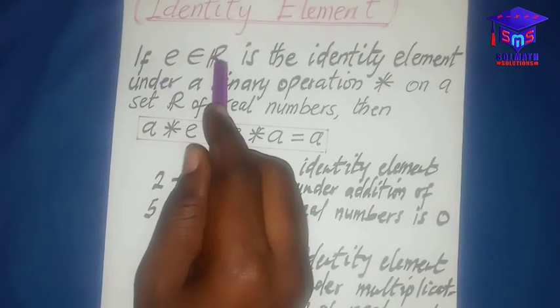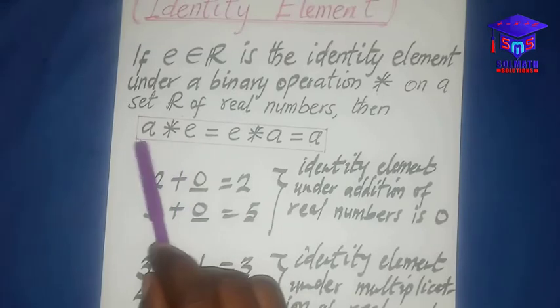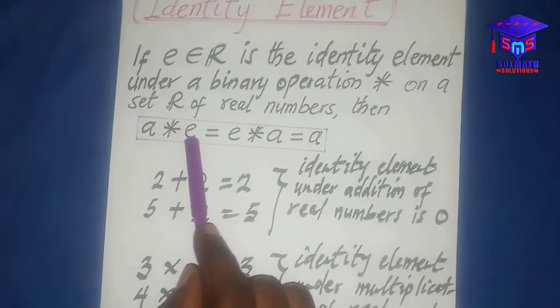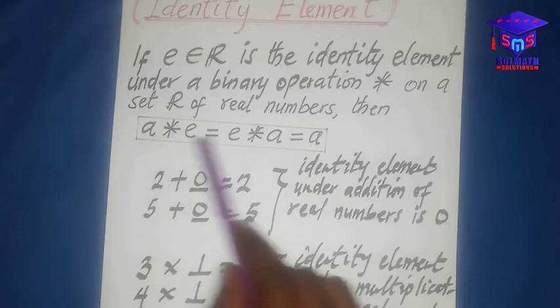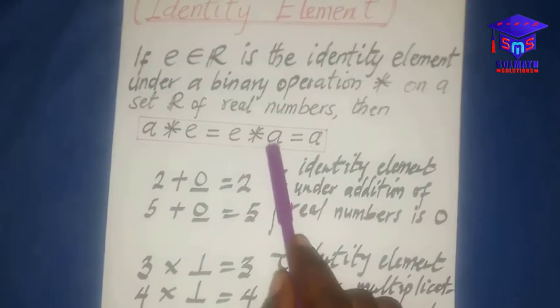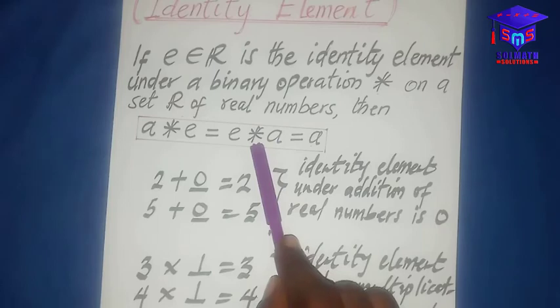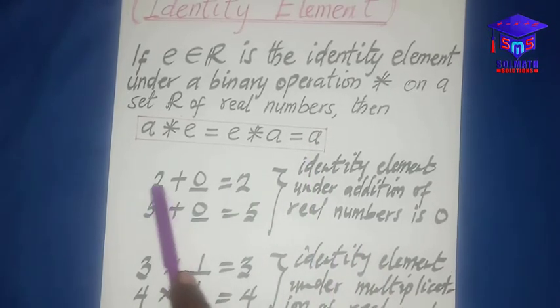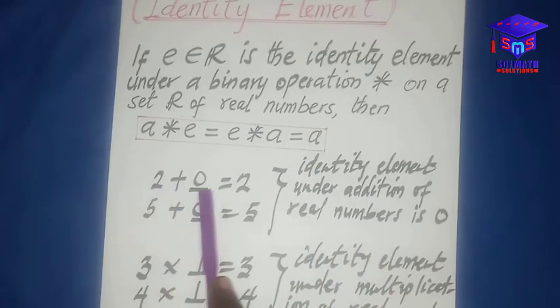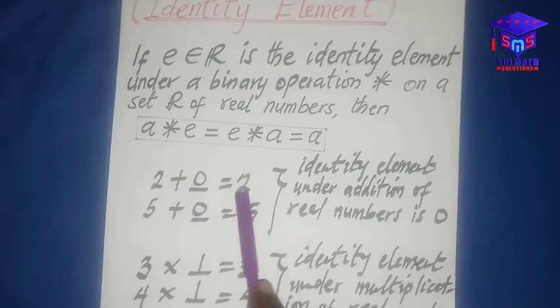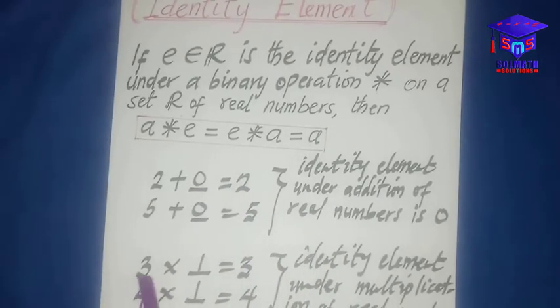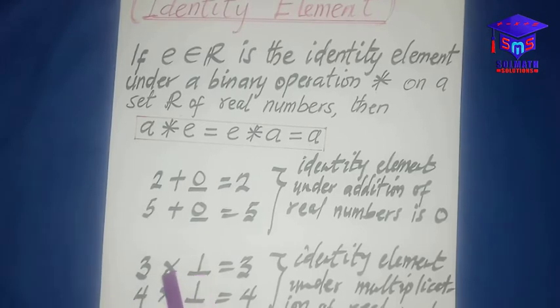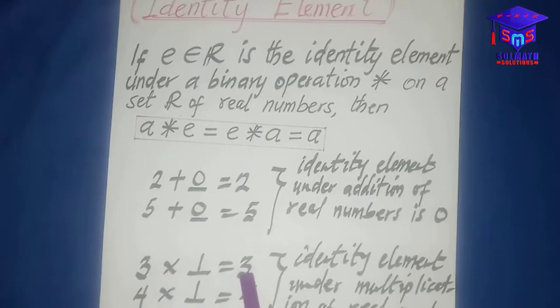So when we talk about the identity element, what we're trying to say is that, assuming E is the identity element, if you combine any number and the identity element with an operation, or the identity element and any number with an operation, we should get the same number. Over here, if you combine the number 2 and the identity element 0 with the operation plus, you're going to get the same number. Over here, if you combine the number 3 and the identity element 1 with the operation multiplication, you're going to get the same number 3.